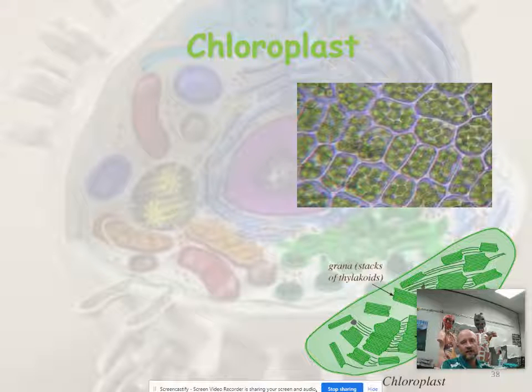So we're going to continue to make our analogies to the cell being a city and work our way through the last final organelles and identify whether they're found in plants, animals, or bacteria.